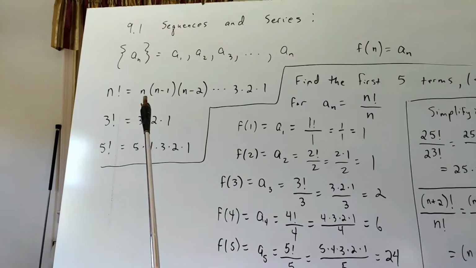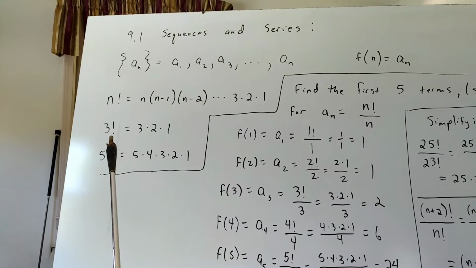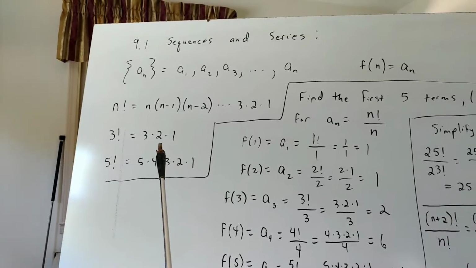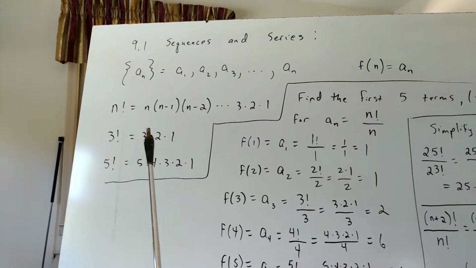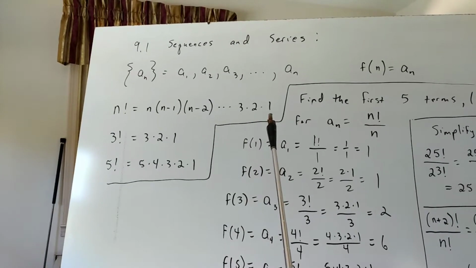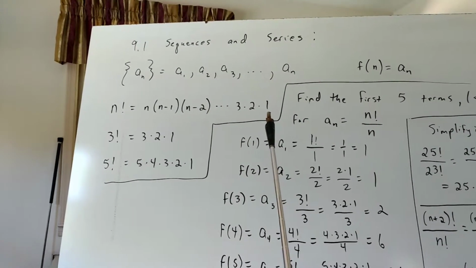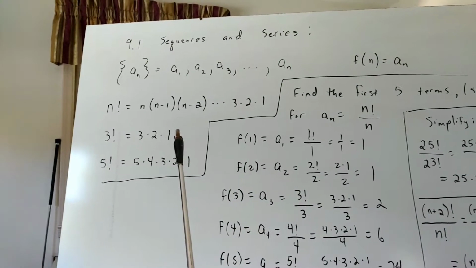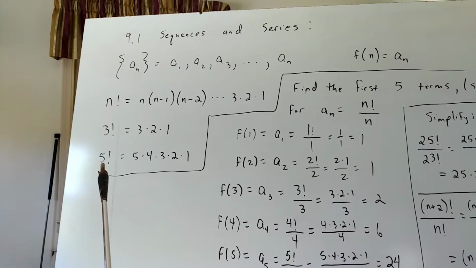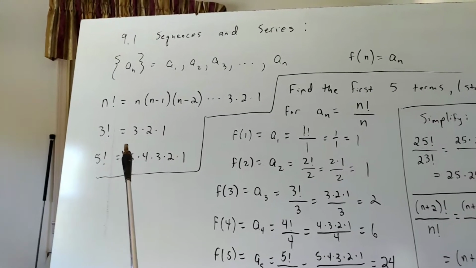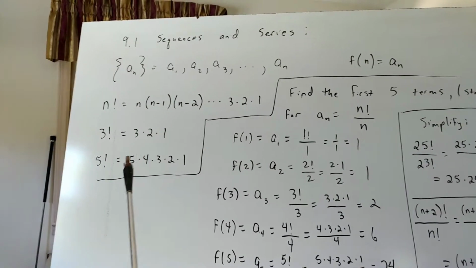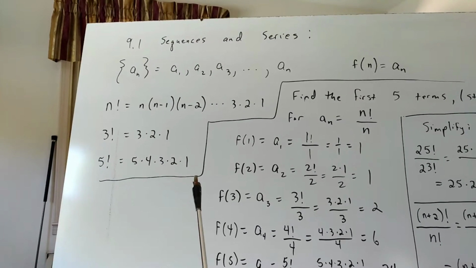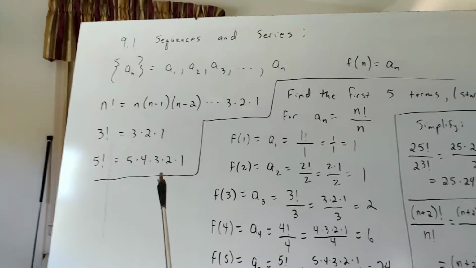So in other words, if this were a 3, factorial would equal 3 times 3 minus 1, which is 2, and then times 3 minus 2, which is 1. And we always stop when we reach 1. We don't go any further than that. Two special definitions: 1 factorial equals 1 and 0 factorial equals 1. You may see that. So 3 factorial being 3 times 2 times 1, that's 6. 5 factorial would equal 5 times 4 times 3 times 2 times 1. Multiply that out, that's 120.